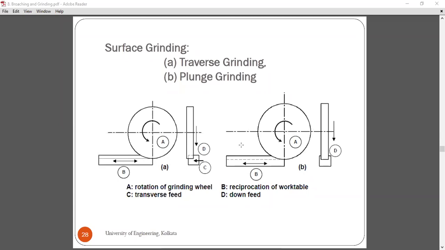However, in the case of plunge grinding, there is only a down feed, and definitely there is no traverse feed. For plunge grinding, we can say some slots: if you want to make slots, you can make them using this plunge grinding process.